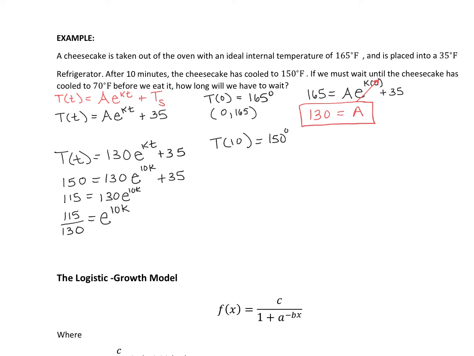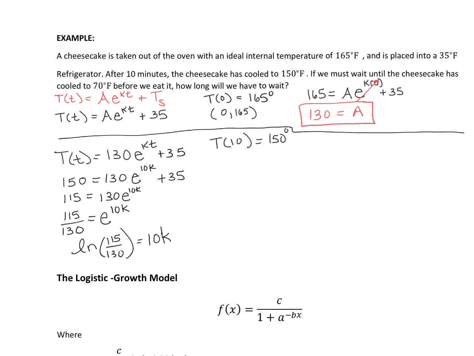And then we will convert this to logarithmic form in base e. The natural log of 115 over 130 is the exponent 10k. And then we'll divide by 10 to find our k value. So k is the natural log of 115 over 130, all divided by 10. This gives us approximately negative 0.0123. Okay, so now we have our actual model.